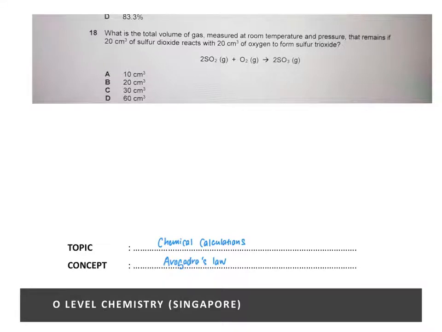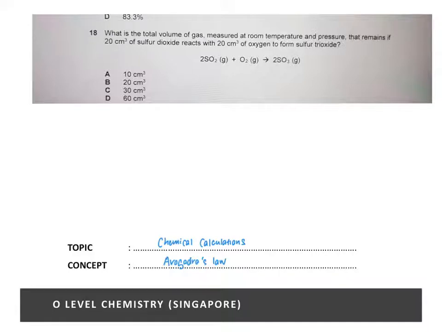Now this question is on the topic of chemical calculations, and the concept that's being tested is Avogadro's law. Avogadro's law simply states that for a reaction involving gases, the mole ratio in which the reactants react or the products are formed is equal to the volume ratio.